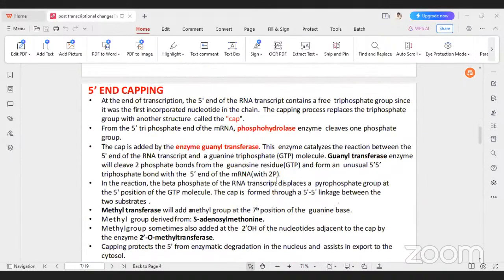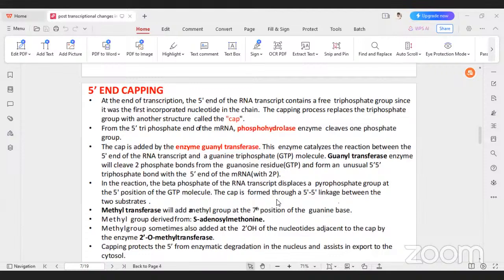5' capping. First of all, in 5' capping, remember three important aspects. Mainly three enzymes are involved in the formation of the 5' cap.